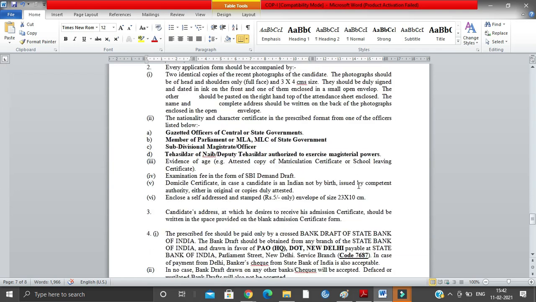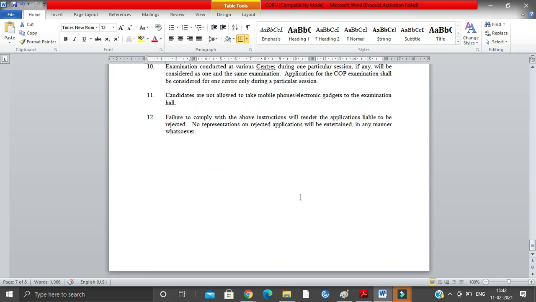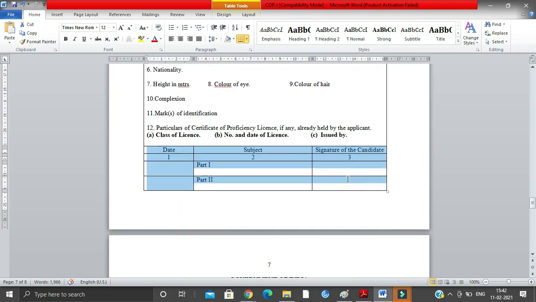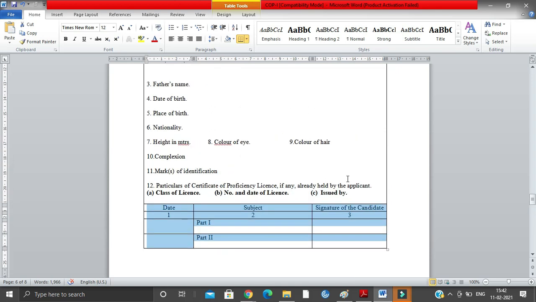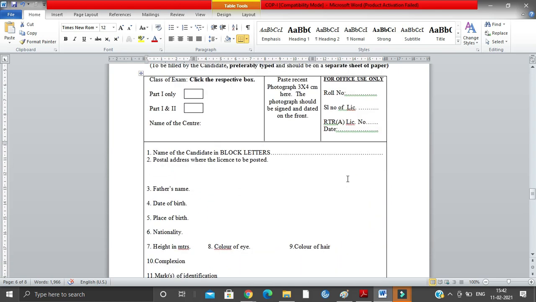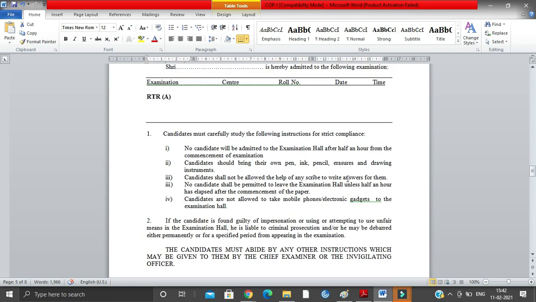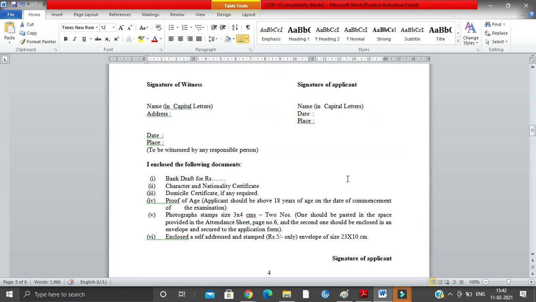Okay. Now this is not required. This is all instructions, so you don't have to see this. So up to this part, meaning page number 6, you have to send your form. Okay. Now other than this form, what all things you have to attach, you can see here.